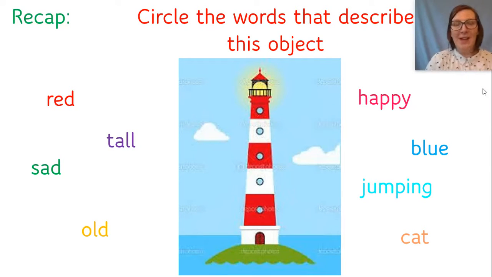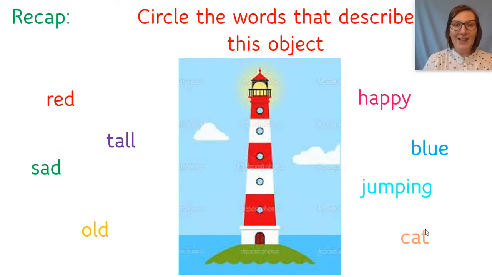Okay, before we begin, I have a little bit of a recap. What I'd like you to do is circle the words that describe this object. What is this object? That's right, it's a lighthouse. So I'm going to read the word to you and I want you to circle the words that describe this object. Okay, I've got the word red, tall, sad, old, happy, blue, jumping, cat. Pause the video here now and circle the words that describe this object.